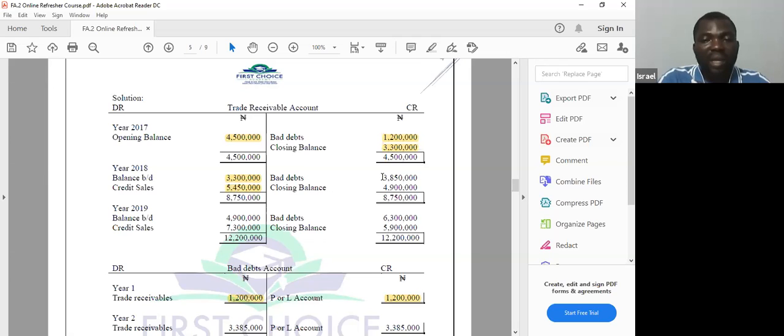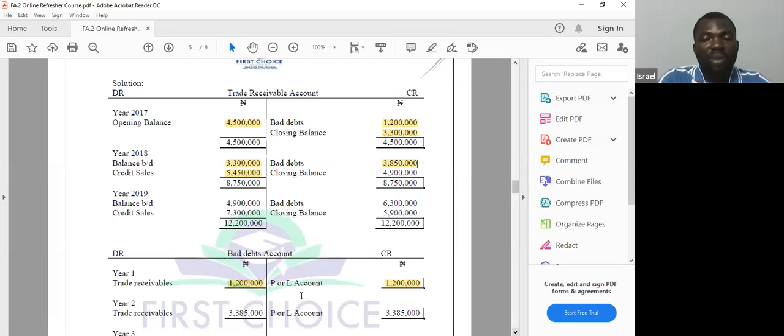Then after that, you now do your bad debt. Your bad debt is 3.85. So you credit your bad debt to your profit or loss account, then you debit your bad debt account with the same amount.